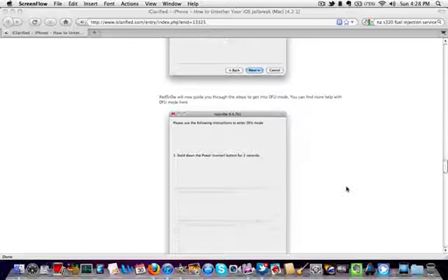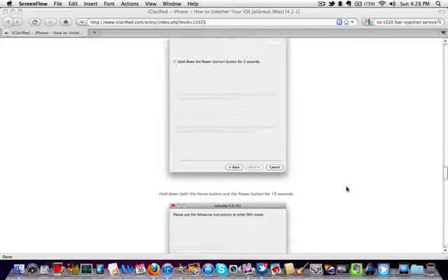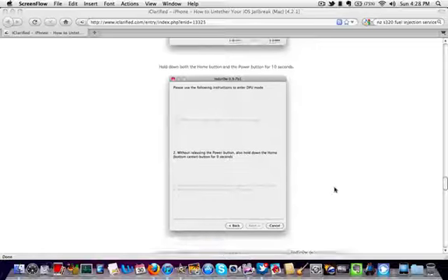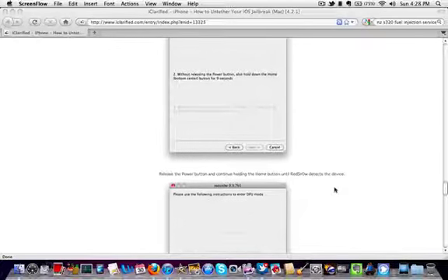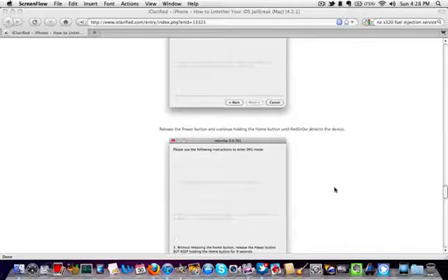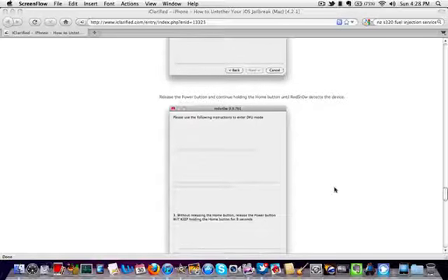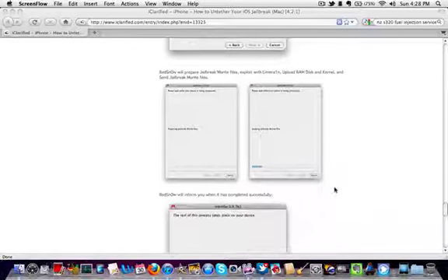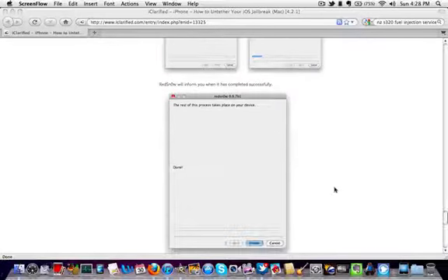Some people are not having Bluetooth capabilities, so that's something to think about. And these are the standard screens for Red Snow 0.9.7 beta 1 for DFU mode and so on and so forth.